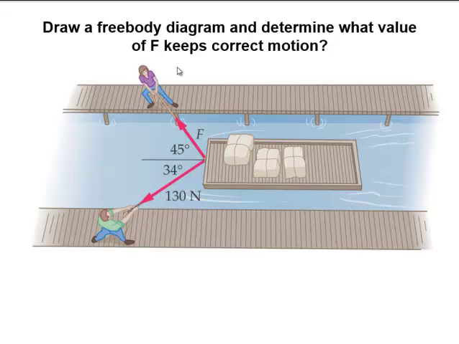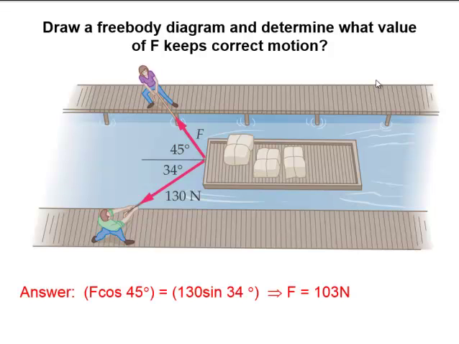Another situation here: draw a free body diagram and determine what value of F keeps the correct motion. Okay, so we're looking for an unknown value here of F. Now what we're really doing is we wanted this to be travelling in a straight line, and so therefore we need to recognise that F cos 45 is going to have to be equal to 130 sine 34. Okay. So that means that we can find out that the force is going to be 103 newtons.